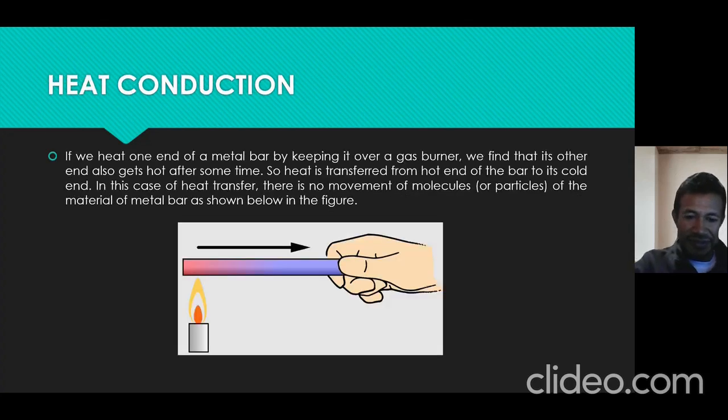Heat conduction. If we heat one end of a metal bar by keeping it over a gas burner, we find that its other end also gets hot after some time. So heat is transferred from the hot end of the bar to its cool end. In this case of heat transfer, there is no movement of molecules or particles of the material of the metal bar, as shown below in the figure.